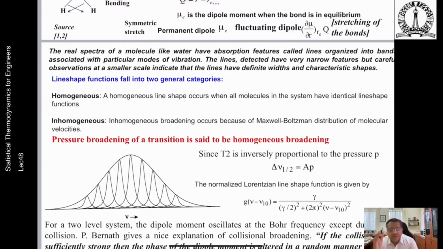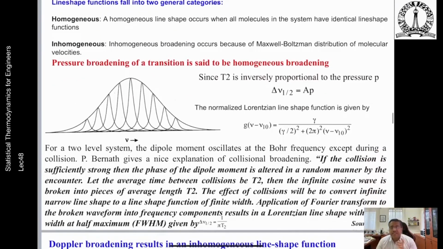So we noted that the line shape functions basically fall into two categories: homogeneous and inhomogeneous. Homogeneous line shape occurs when all molecules in the system have identical line shape functions. Inhomogeneous broadening occurs because of the Maxwell-Boltzmann distribution of the molecular velocities. Now, pressure broadening, which we already did, is said to be homogeneous broadening. Pressure broadening is given by the normalized Lorentzian line shape, which you see over here.